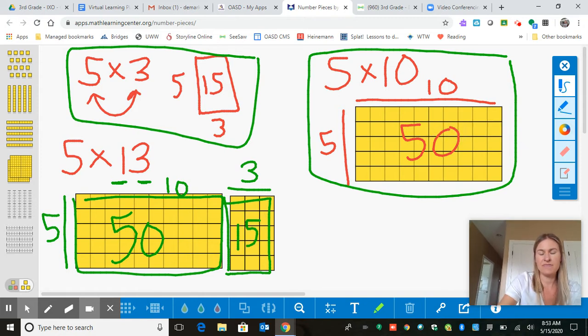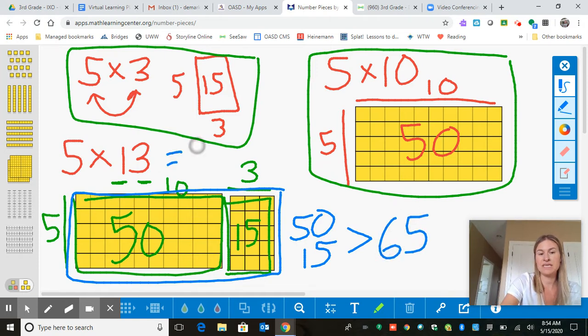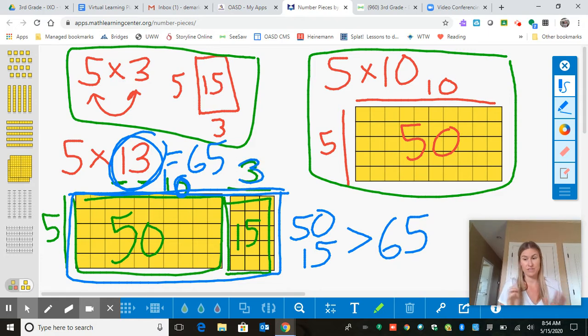When we look at this, we now have 50 and 15 that we have to add together, because all together this is 5 times 13. So we need to put those groups together. 50 and 15 would be 65. So 5 groups of 13 is 65. And again, if you're confused where I got this 13 from, look at the top, how I have a side that is 10 and a side that is 3. 10 and 3 is 13.